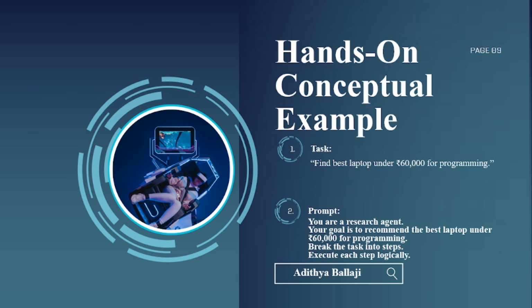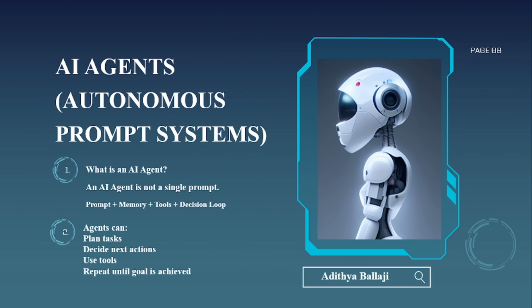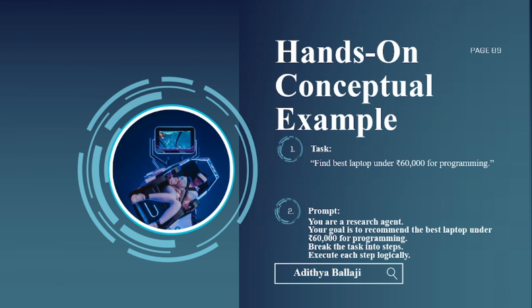Until then it will keep on running. That's why I said it is a prompt, it will have a memory, it will know these are the conditions, and it will use tools like the web or whichever web pages where these laptops are listed. And then the decision loop: it will keep on running until the final decision is reached, that is, repeat until the goal is achieved.